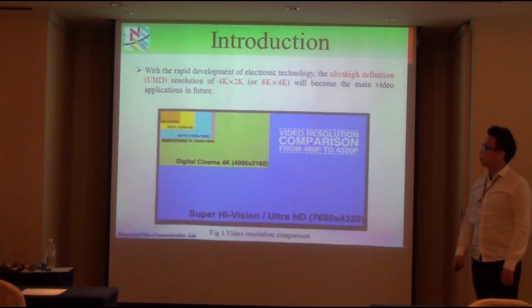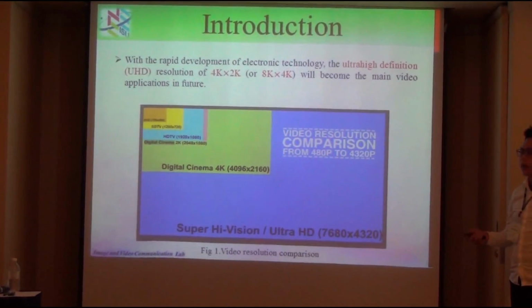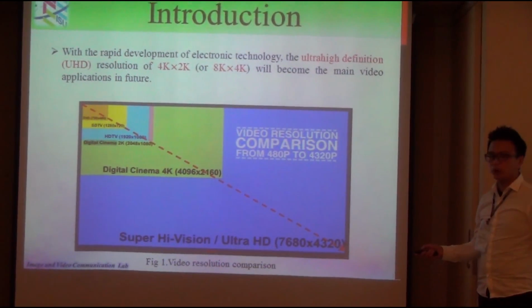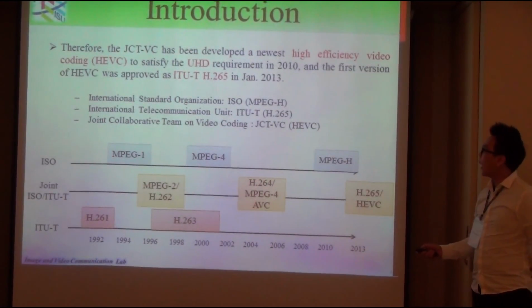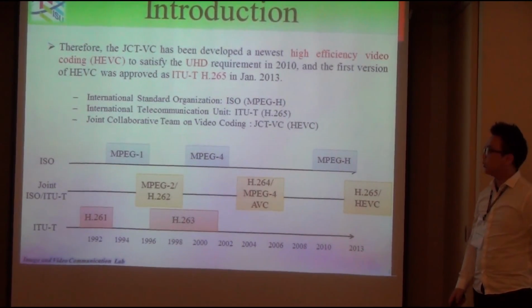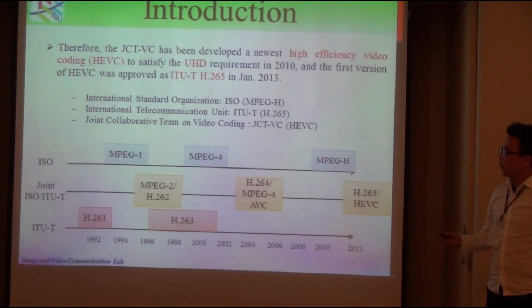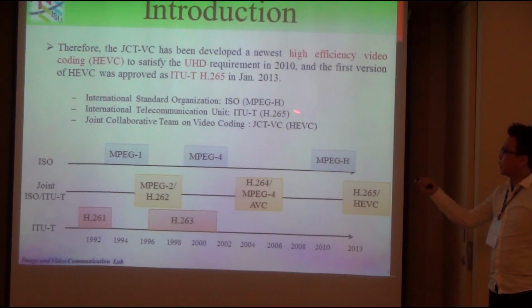With the rapid development of electronic technology, the ultra-high definition resolution of 4K by 2K or 8K by 4K will become the main video application in future. Therefore, the JCTVC developed a new high-efficiency video coding to satisfy the UHD requirement in 2010. The first version of HEVC was approved as ITU-T H.265 in January 2013. ISO code and part H, ITU-T code H.265, and the JCTVC code HEVC.